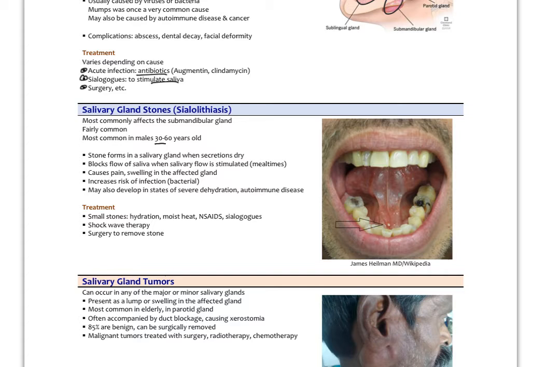The kind of treatment for small stones is just ensuring adequate hydration, moist heat, using anti-inflammatories like NSAIDs, and then again sialogogues. That would all hopefully get the stone to move. Now remember that the parasympathetic nervous system increases saliva secretion. Sympathetics tend to dry it up, make a thicker saliva. So making sure we are really working with parasympathetic-sympathetic balance.